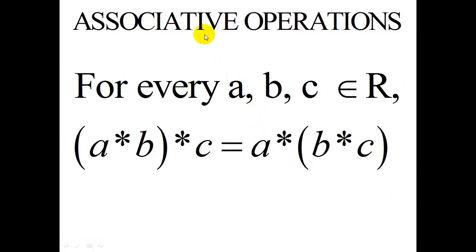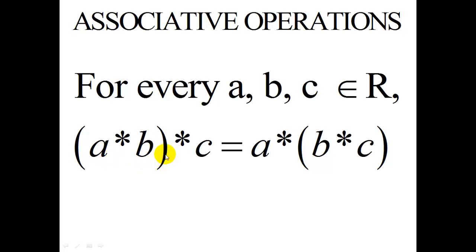Now, associative operations. For every A, B, C belonging to R. So with the associative operations, we consider 3 elements, all belonging to the real numbers. Now, A operated on B in brackets, all operated on C is equal to A operated on B operated on C in brackets. Now, what I want you to look at here is the position of the bracket.